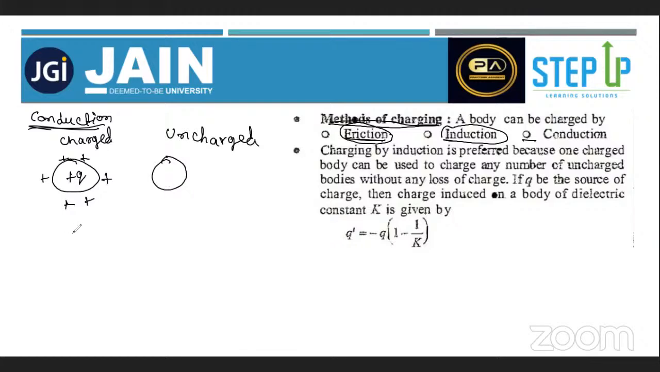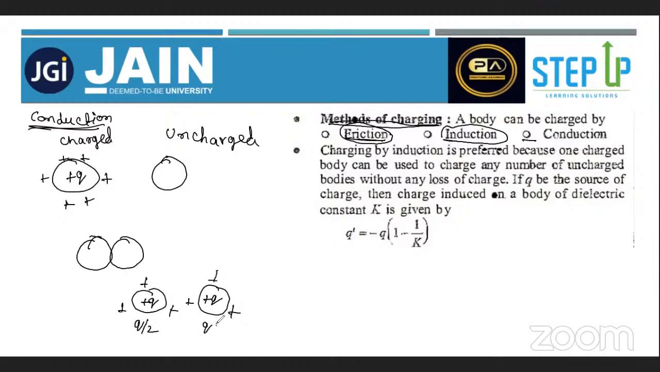What happened when this was brought in contact? These two came in contact and then were separated again. What was observed is that this charge gets evenly distributed between these two. So what will happen? This also will get plus Q charge, this also will get plus Q charge. But now the magnitude will become Q by 2 here, and here also it will become Q by 2.